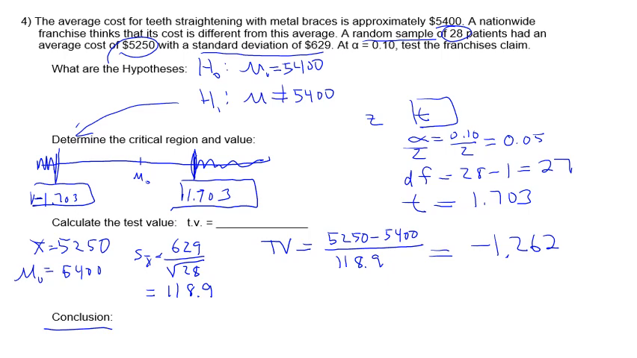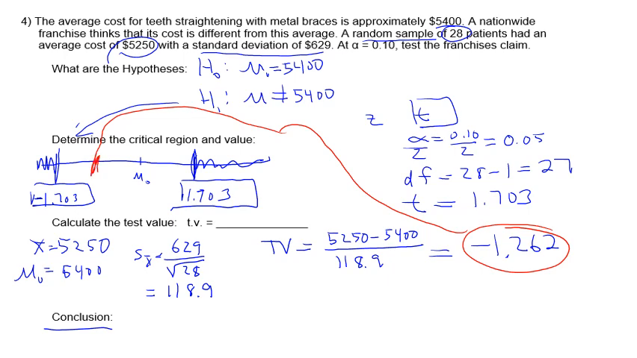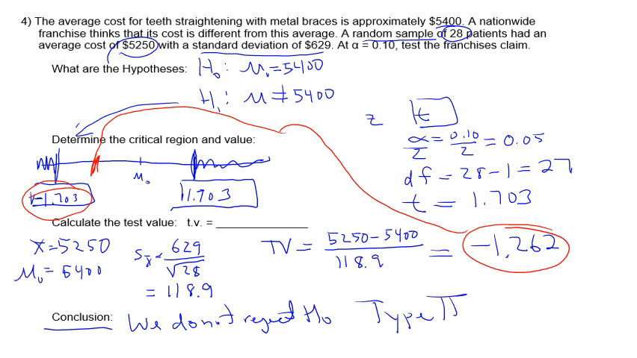To draw a conclusion, we identify where this is located on our graph. A negative 1.262 is somewhere down here. It's above this number. It is in the non-rejection region. We do not reject H naught. So we did a possible type 2 error. Type 1, rejection. Type 2, non-rejection. There's number 4.